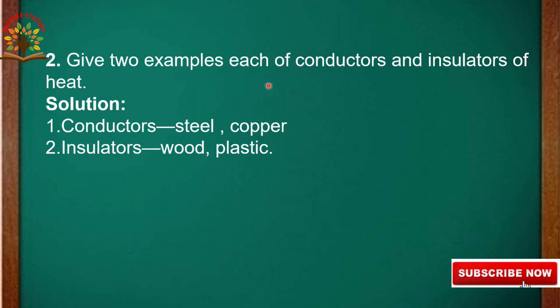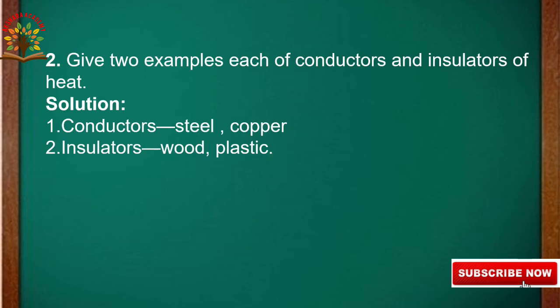Give two examples of conductors and insulators of heat. They are asking for examples of conductors and insulators. Examples of conductors are steel, copper, and examples of insulators are wool, plastic. Conductors are nothing but those which allow heat to pass through them. Steel, copper are examples. Insulators are nothing but the substances which do not allow heat to pass through them, or we can call them poor conductors. Examples of insulators are wood, plastic.